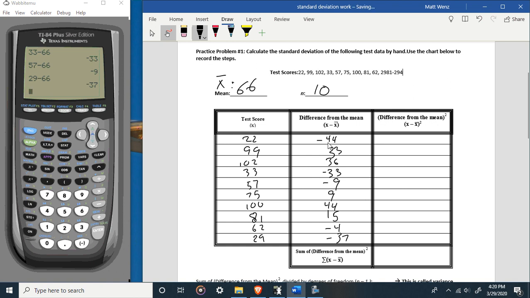Again, what's 44 squared? 44 squared is going to be some huge number, 1936.